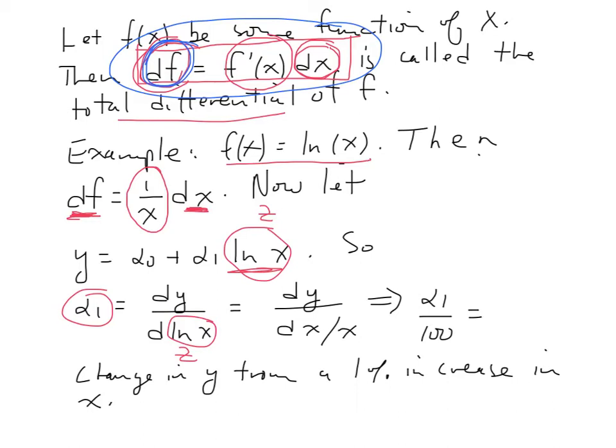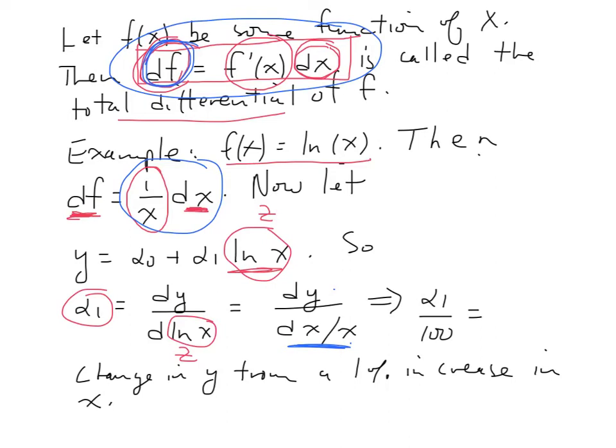So d log x in this case is going to be what? It's going to be 1 over x times dx, or in other words, just dx over x. So I can rewrite this alpha 1 expression as dy divided by dx over x. Well, dx over x is the change in x divided by some x. So if I take the change in x and I divide by some initial x, it's almost as if it's a, what? Percentage change, right?